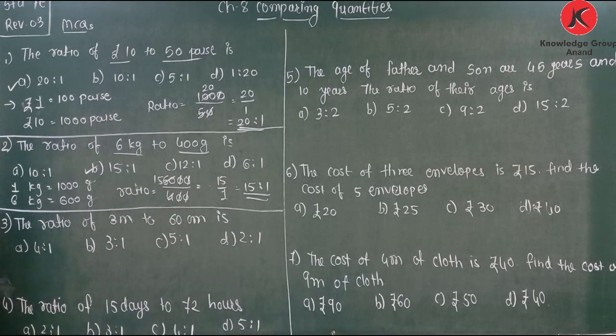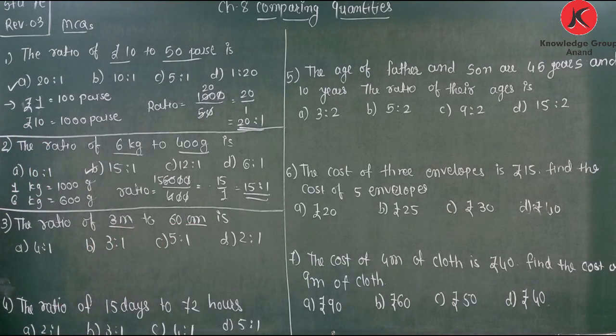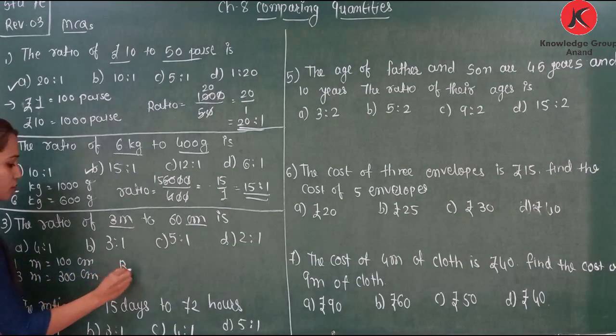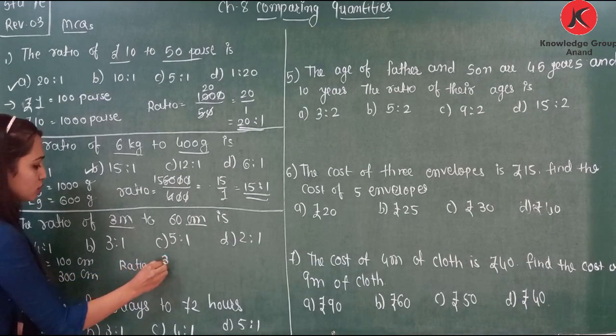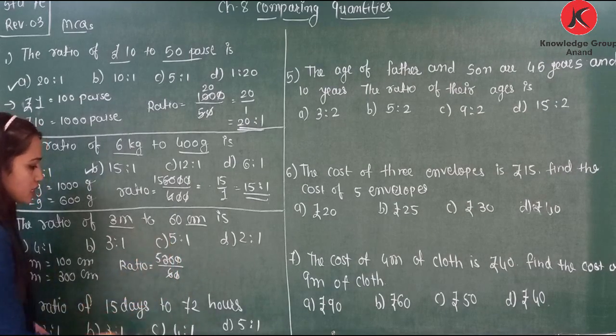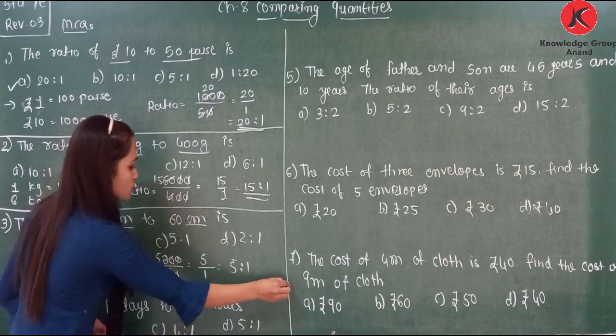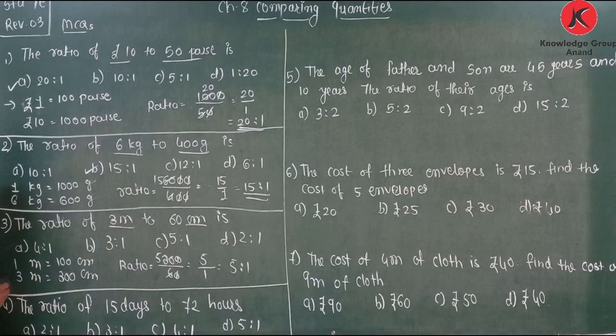Now next one. The ratio of 3 meter to 60 centimeter. Meter and centimeter. So convert meter to centimeter. 1 meter is equal to 100 centimeter. So 3 meter is equal to 300 centimeter. Now ratio is 300 divided by 60. 6 5s are 30. 5 divided by 1. So ratio is 5 is to 1. So that will be option C.